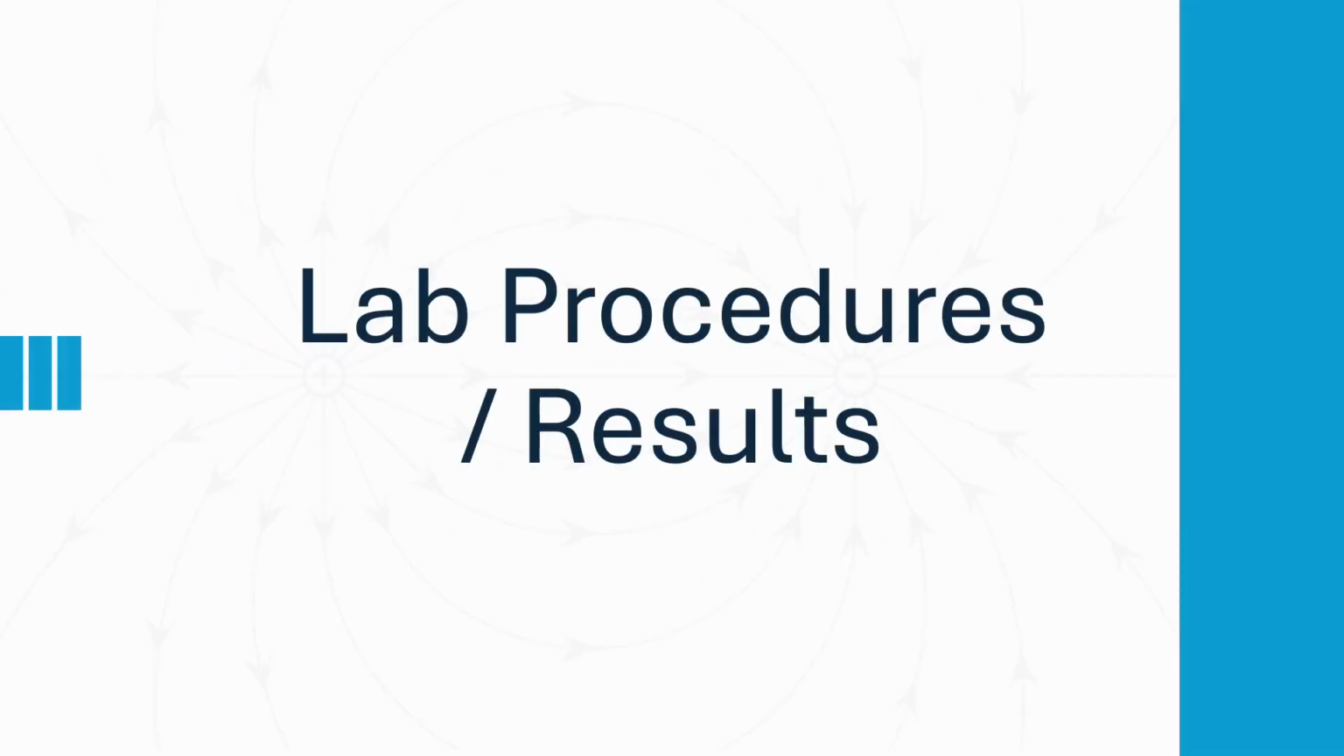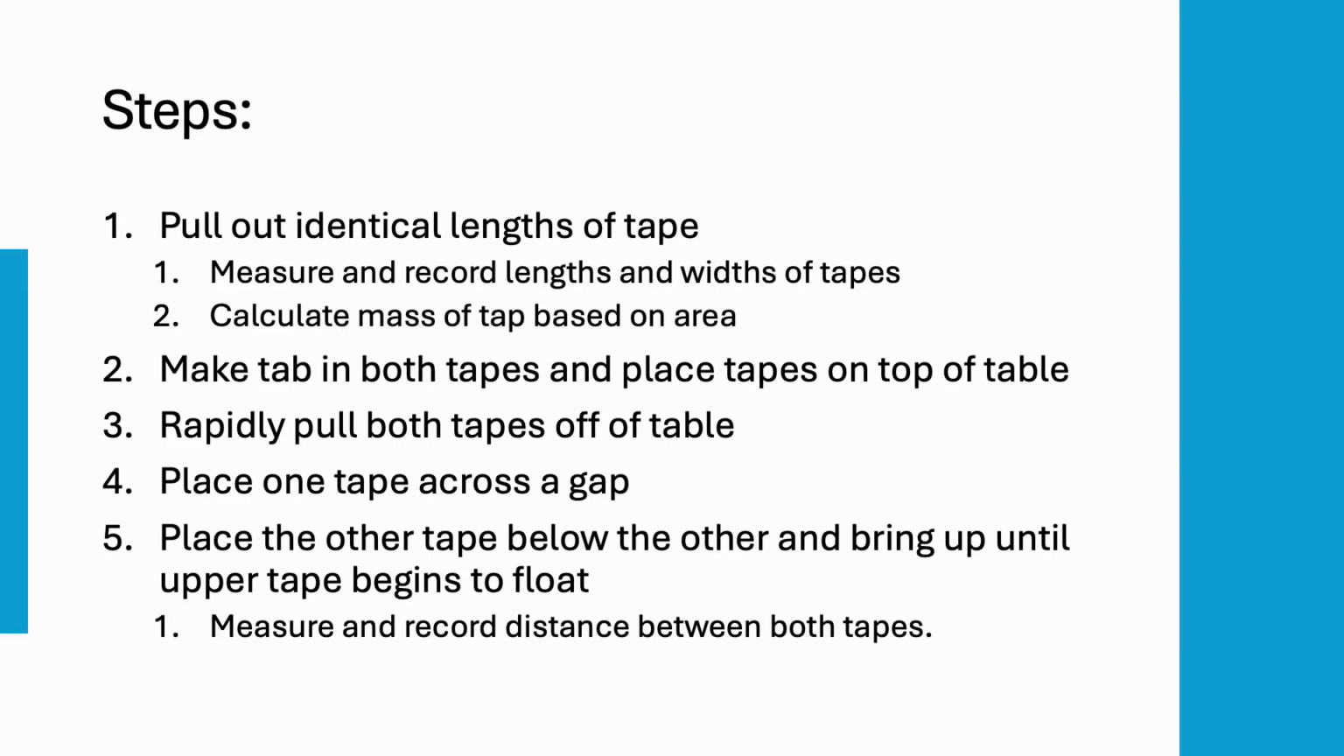Lab procedures and results. The steps I took to conduct my lab were: 1. Pull out identical lengths of tape, and measure and record the lengths and widths of the tape. 2. Make a tab in both tapes and place the tapes on top of the table. 3. Rapidly pull both tapes off of the table, charging them.